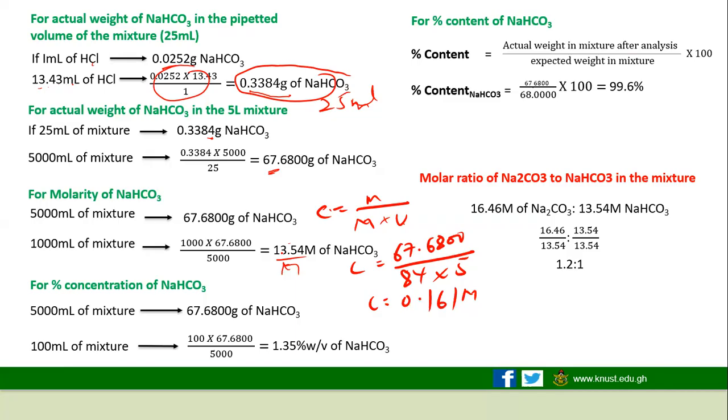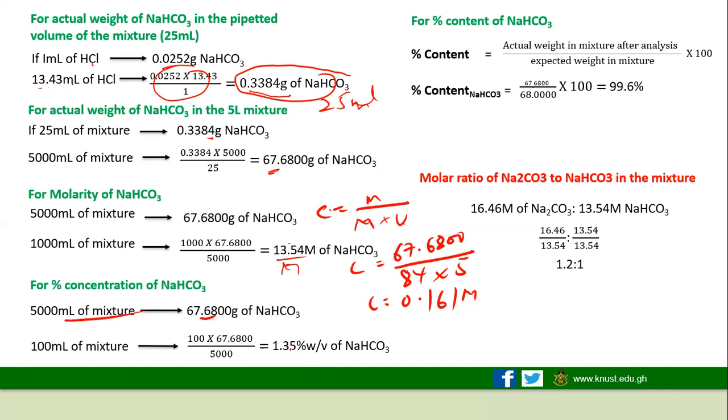Good. Now the next one is for us to find the percentage concentration. The percentage concentration will be the mass in 100 mls. So if 5,000 contain this, right? 100 will contain, we'll do cross multiplication, we get 1.35 percentage weight in volume. This one means that we have 1.35 grams in 100 mls of the solution, right?